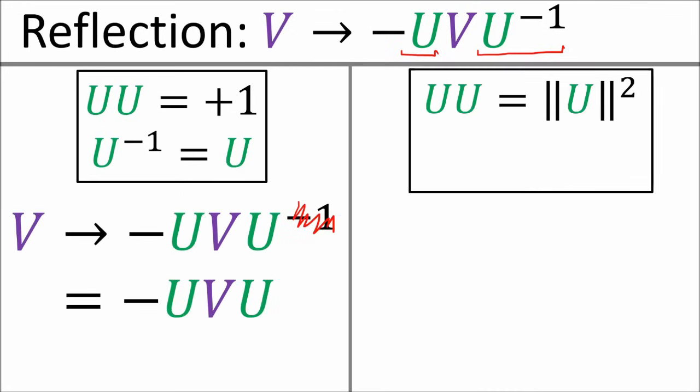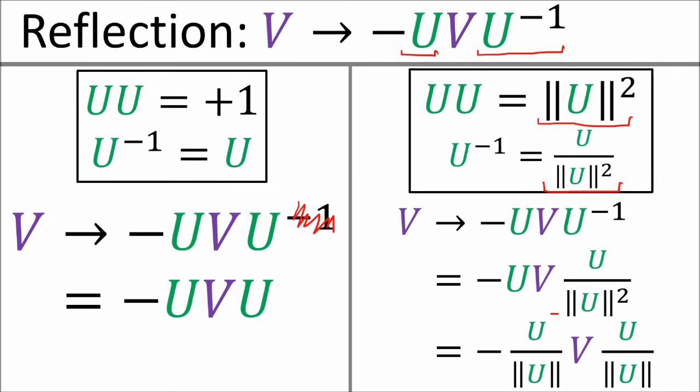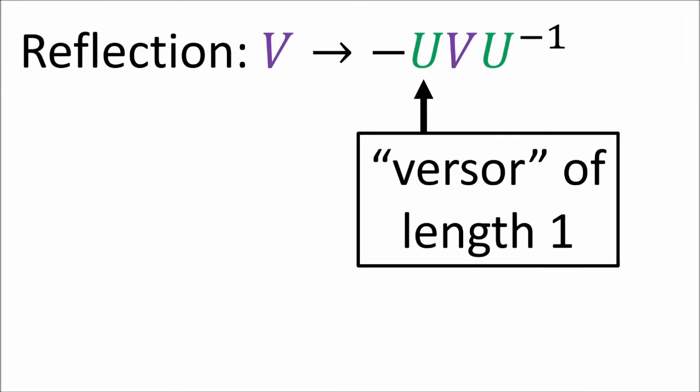However, if u is not unit length, then it squares to its squared length, and so u inverse equals u over its squared length. This forces both copies of u to be normalized by its length, giving a formula that does involve unit vectors. In this scenario, we call u a versor of length 1.